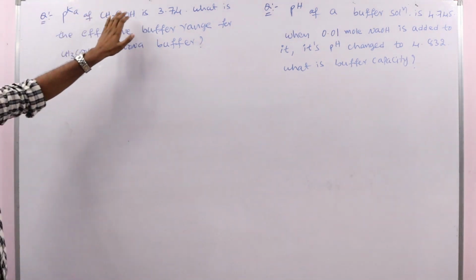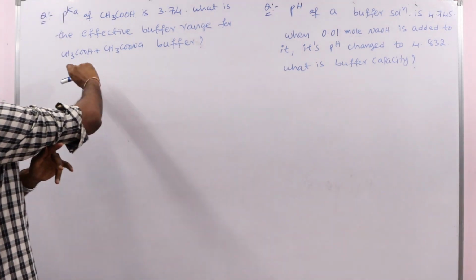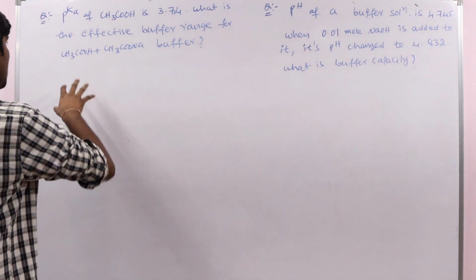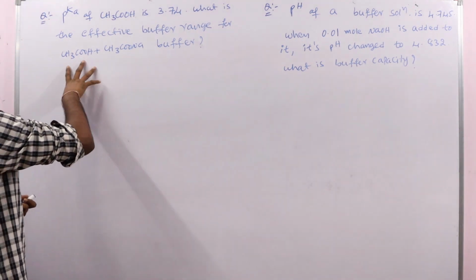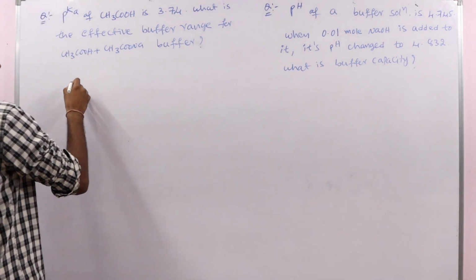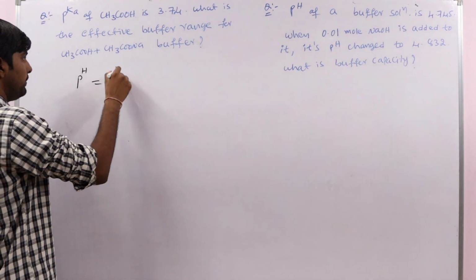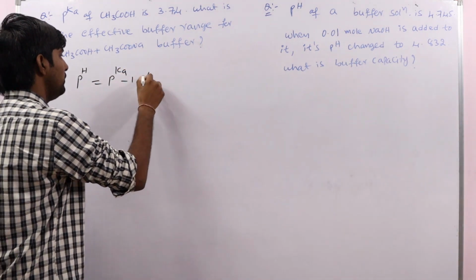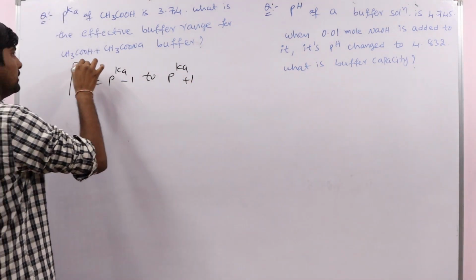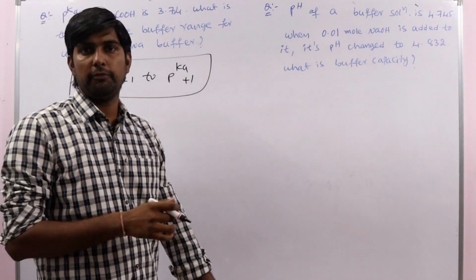So pKa of the acetic acid is given as 3.74 and they are asking you to find the effective buffer range. So for this acidic buffer, weak acid plus its salt, what is the effective pH range? pKa minus 1 to pKa plus 1, we discussed it. So this is the effective buffer range for an acidic buffer, yes or no?